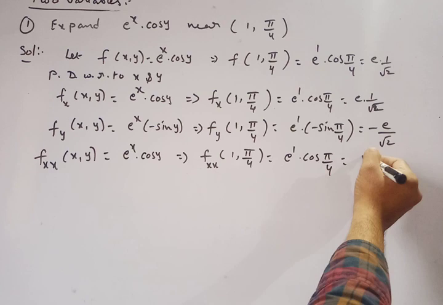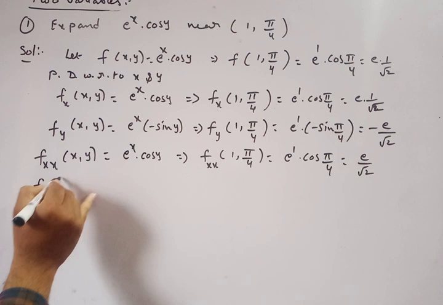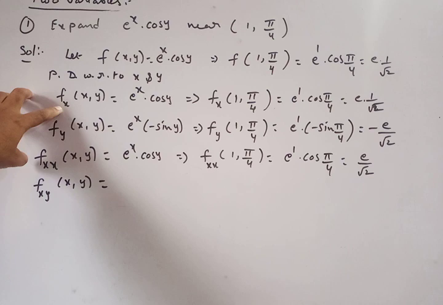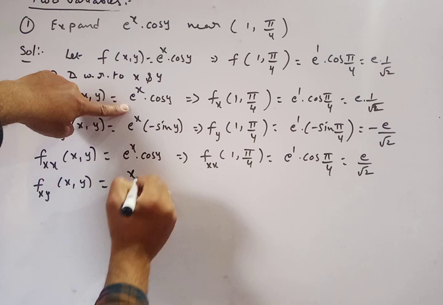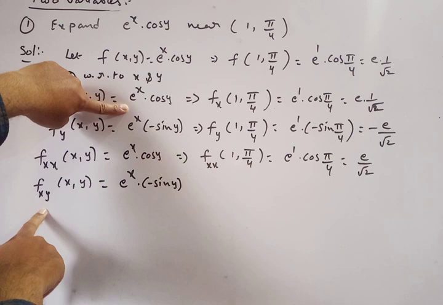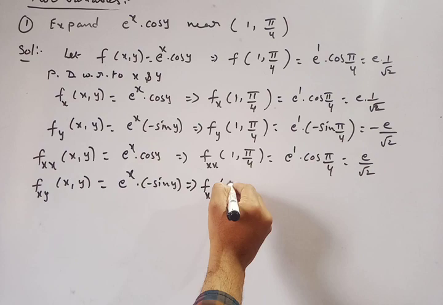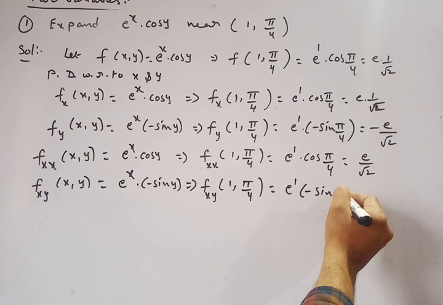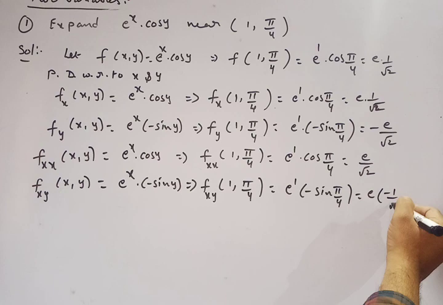Next, calculate fxy. The partial differentiation of f with respect to x is already there. To this function, you need to differentiate again with respect to y. So e power x is constant as it is, and cos y differentiation is minus sin y, because you need to do it with respect to y here. So fxy at 1 comma pi by 4 will give you e power 1 into minus sin pi by 4, which is minus e by root 2.